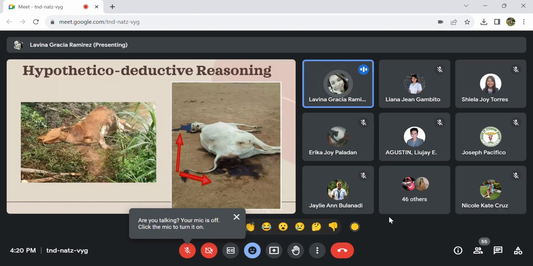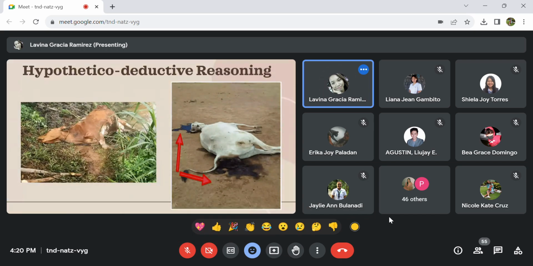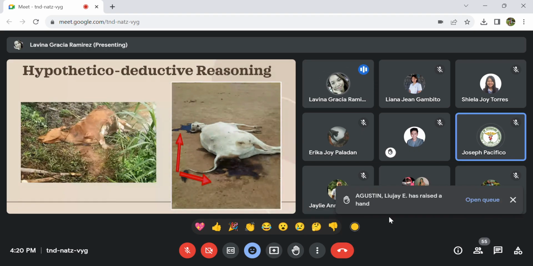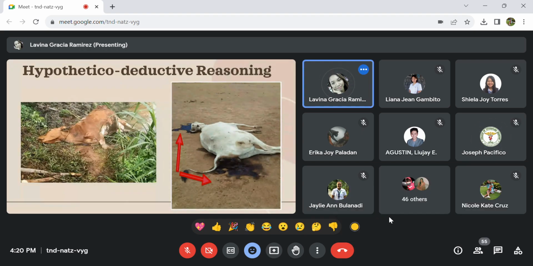Bibigyan ko nga kayong ganyang exam. Yes, sino yun? Pacifico? Tama ba? Was that Pacifico? Yes, Doc. Okay, Mr. Pacifico, what do you think of these two pictures? Do they manifest different possible causes, knowing that these animals were found dead in the morning? What could be your possible hypothesis to the cause of death?